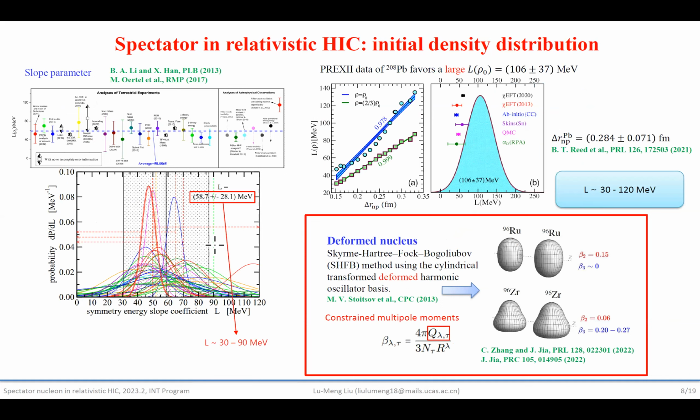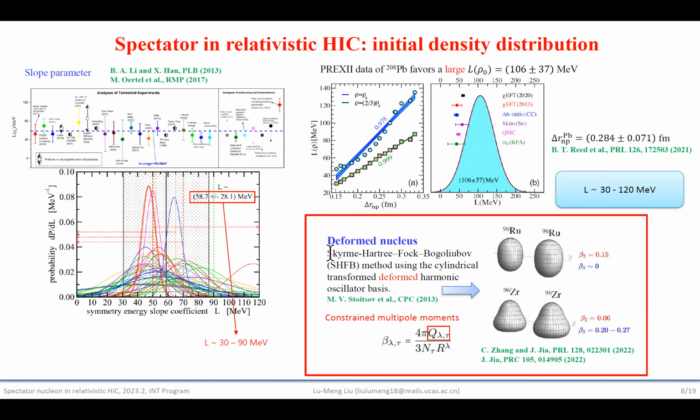Normally we think L is greater than 30 and smaller than 90, as shown by previous studies. But the PREX-2 data gives a large neutron skin thickness of lead nucleus, and the analysis of this data favors a large L, even larger than 100. So in this study, we considered two typical values of L, 30 and 120.